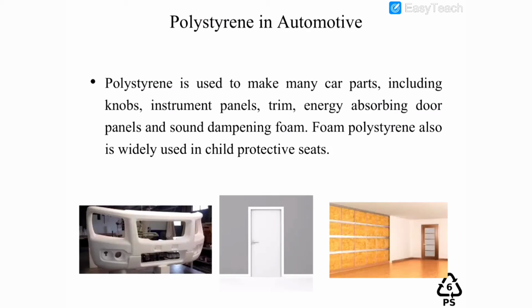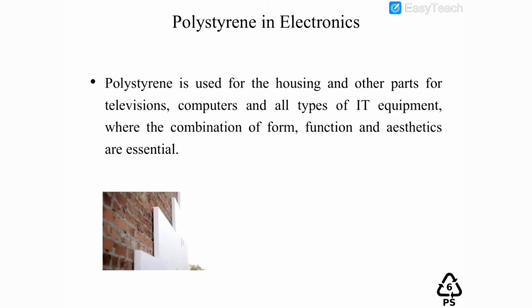The second one is polystyrene used in automotive. Polystyrene is used to make many car parts including knobs, instrument panel, trim, energy absorbing door panel, and sound dampening foams. Foam polystyrene also is widely used in child protective seats. These are the automotive uses of polystyrene.